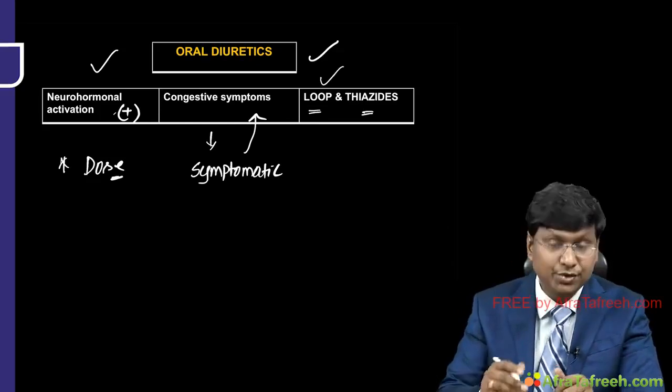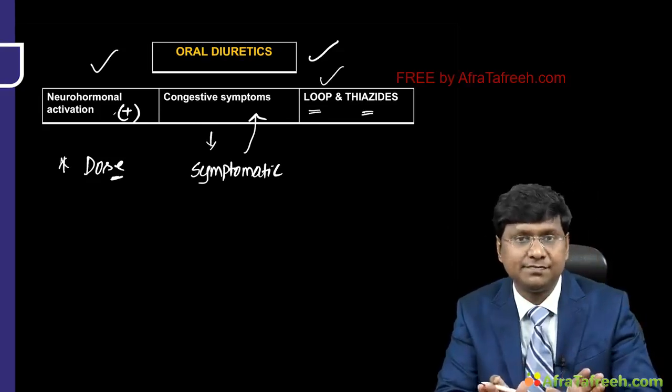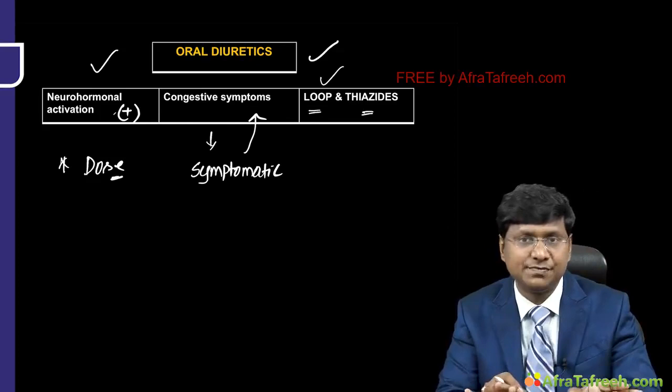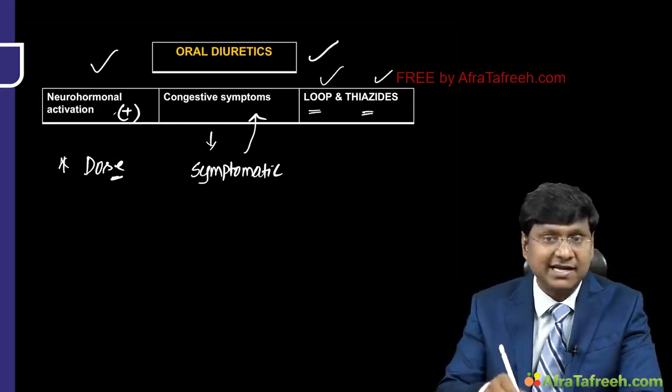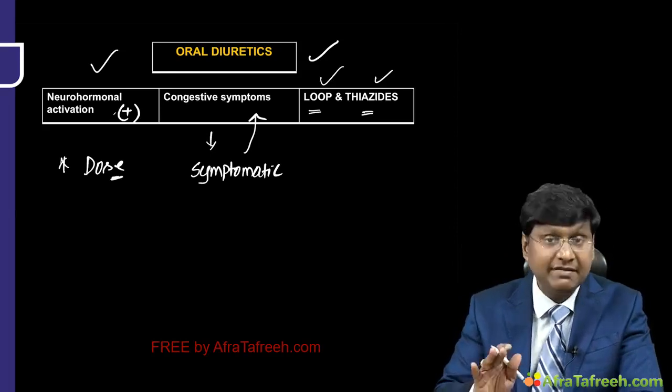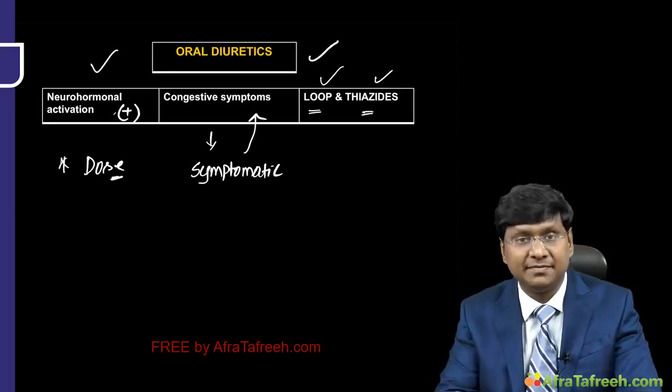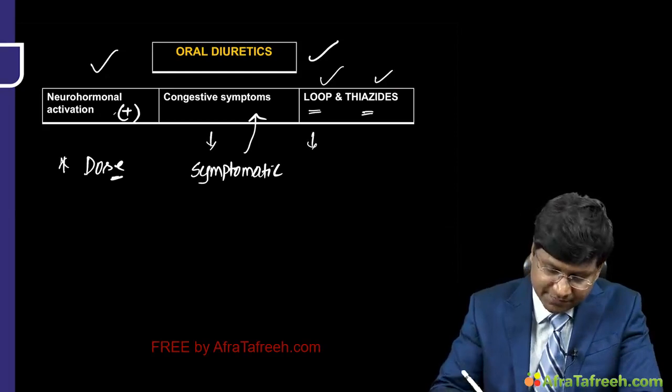So initially you need to start with the loop diuretics. These are the preferred agents. Then when will you add thiazides? If the individual is refractory to loop diuretics.